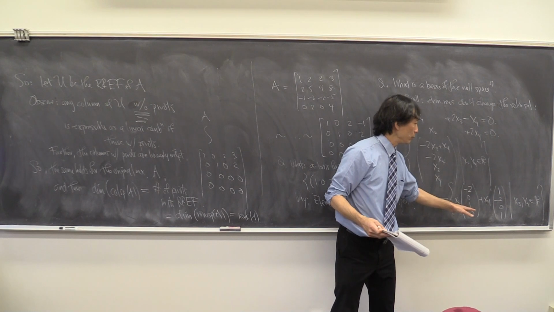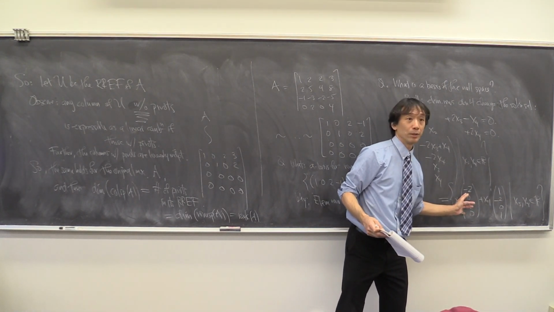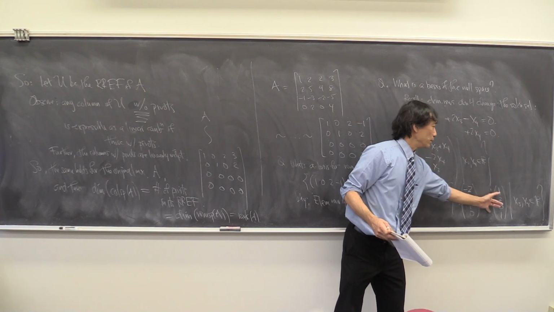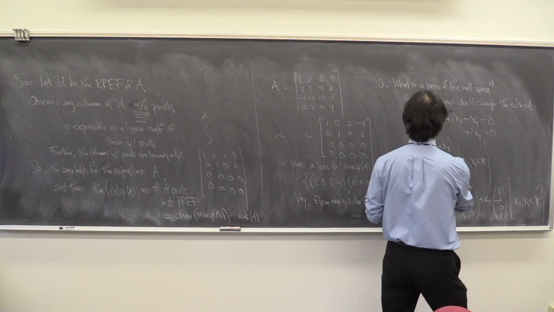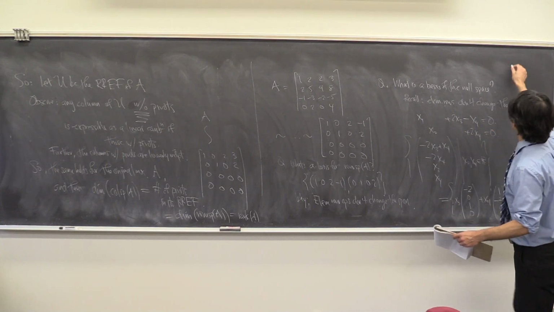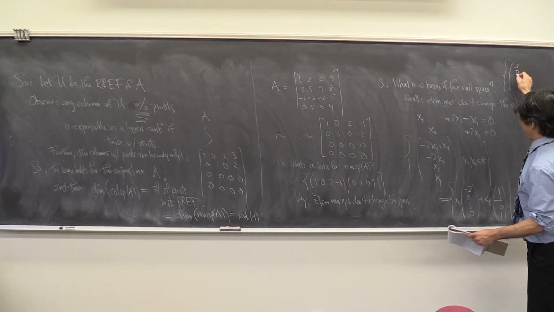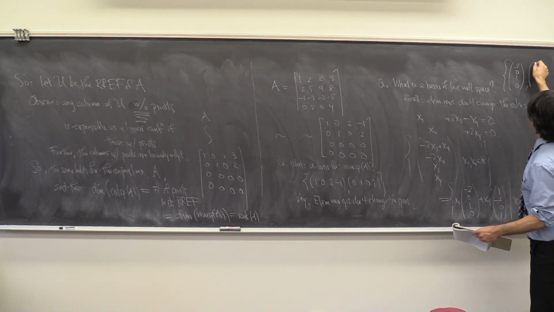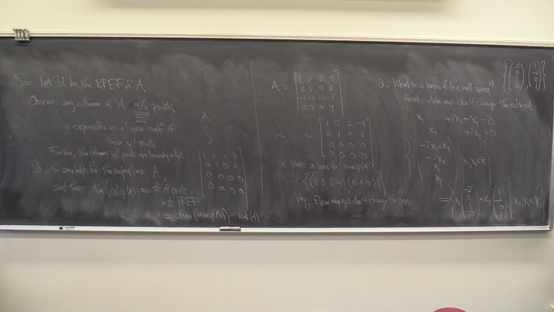Right? So these two things are the bases. So what's the basis of the null space? -2, 0, 1, 0 and 1, -2, 0, 1. Okay. And notice that the dimension of the null space plus the dimension of the row space equals 4, right?